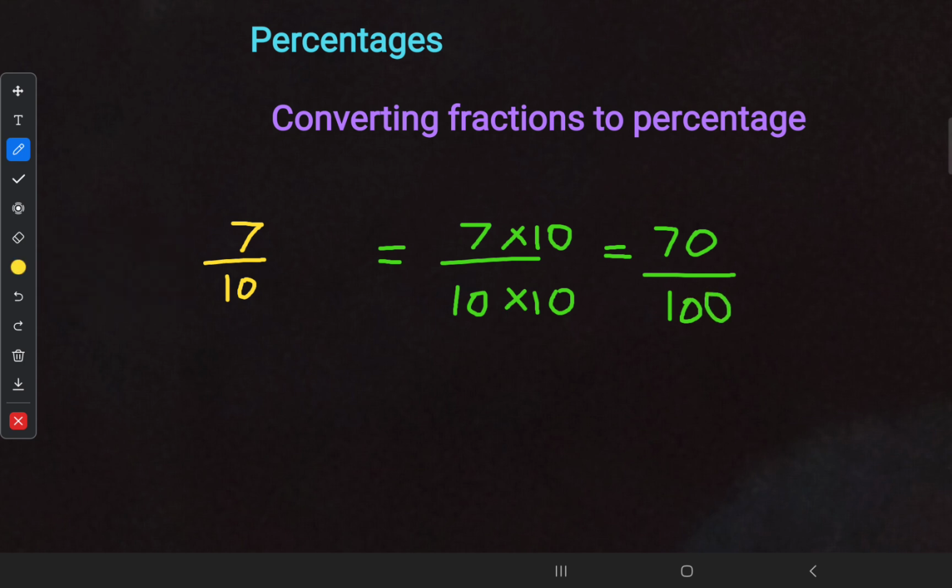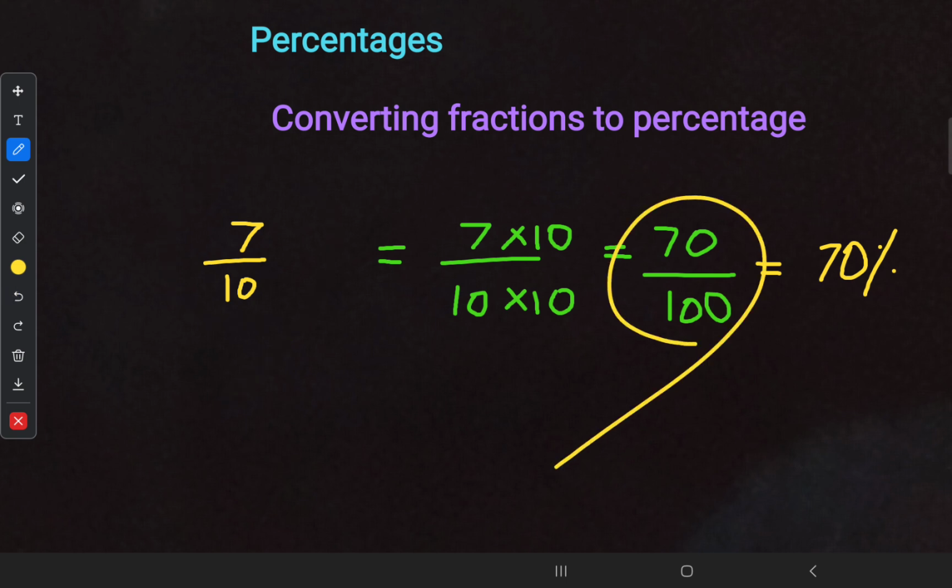Now look at this. The denominator became 100, and we can write the numerator itself and express it as a percentage. Now your marks came, no? 10 is to 7 is not a suitable notation. 100 is to 70, that is the suitable notation over here. So for 100 you are getting 70 marks, so it would be indicated by 70 percentage. Let's do one more question.